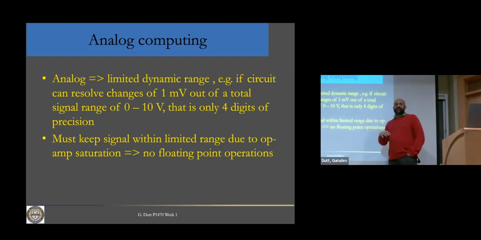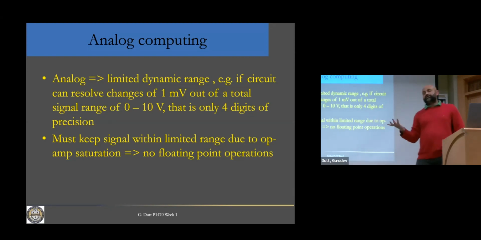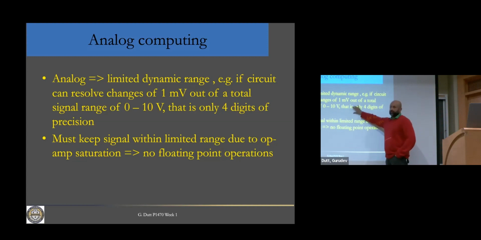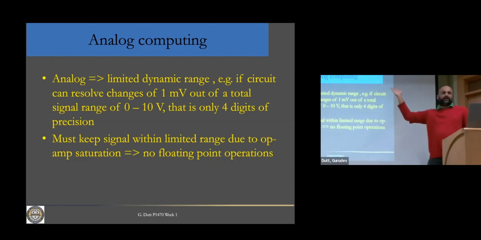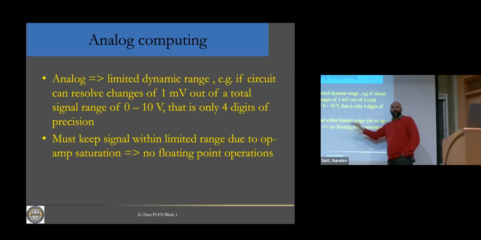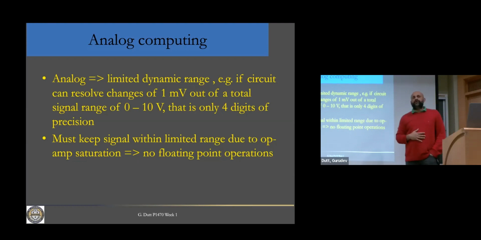So we have to keep the signal within a limited range due to these op-amps, and that means with only 4 digits of precision, you can't do a lot of operations beyond that. And furthermore, if the signal must be maintained within the 10 volts, you can't just make it 100 volts suddenly, because the op-amps will all go into saturation and you can't do any of the operations. So I can't really do floating point operations. If I have a number that I want to represent by several digits of decimal places, I'm restricted to these 4 digits. I can't do 10 to the 5 or 10 to the 9 or whatever it is, other types of operations.